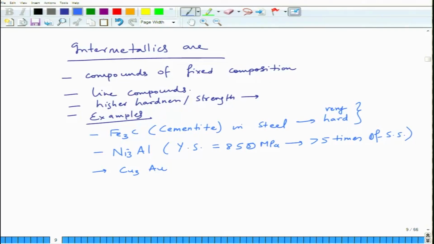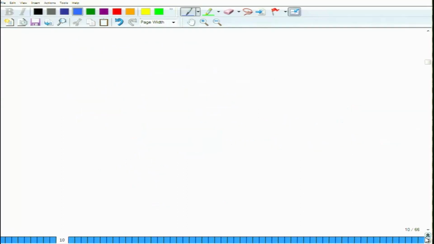These precipitates form in copper gold systems, and they again give rise to high hardness. Similarly, there are a lot of other systems. You have things like CuAl, and I showed you CuZn. So all of these intermetallics of fixed composition have high hardness. And then, for example, Ni3Al again.